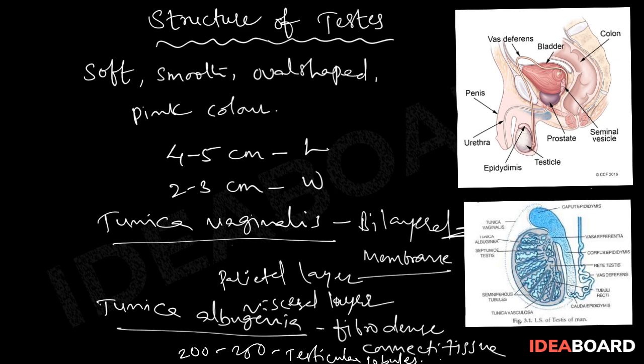The innermost layer, inside the testis, the closest layer which is made of blood capillaries, is called the tunica vascularis.